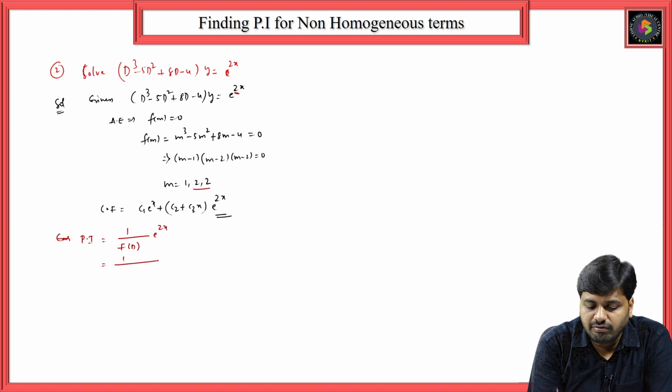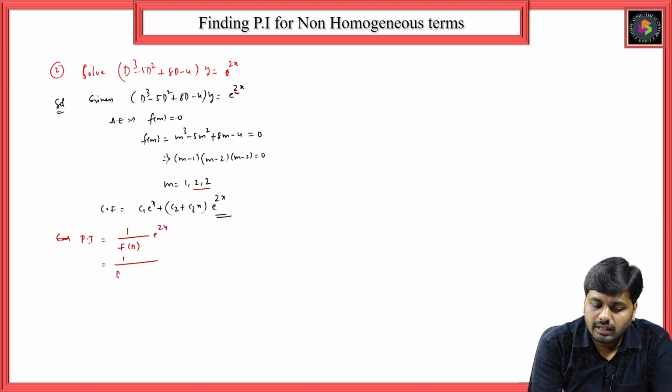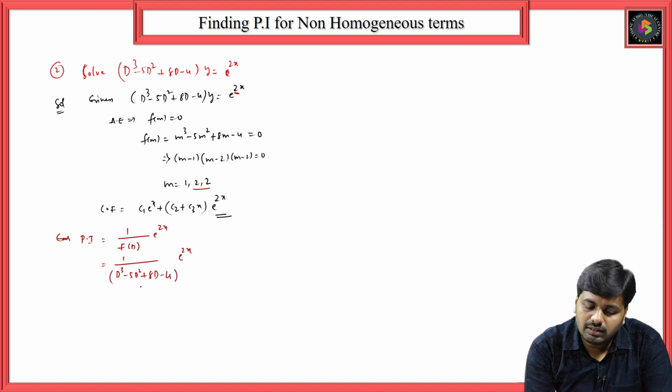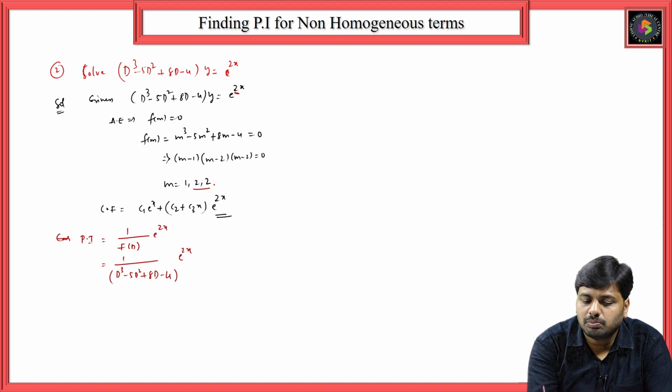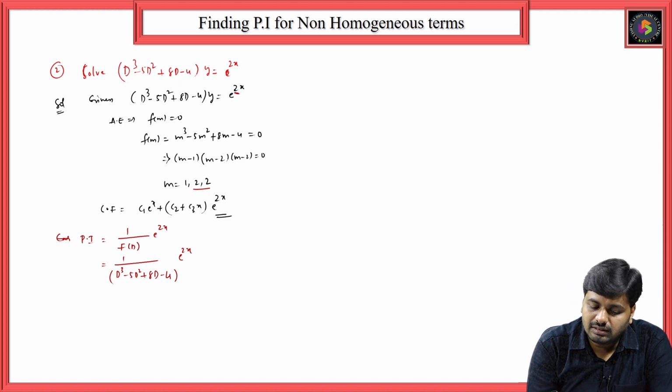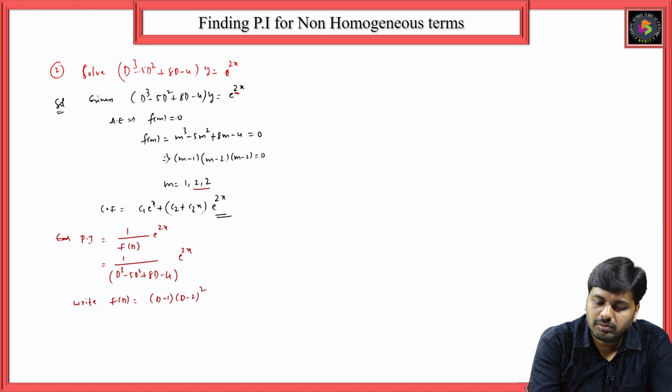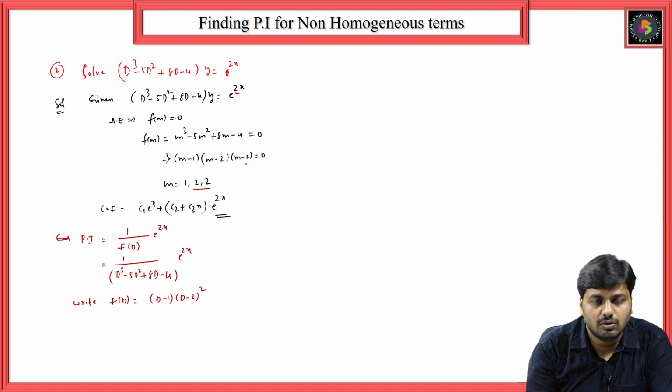That 1 by f of D, I write as 1 by D cube minus 5D square plus 8D minus 4, into e power 2x. When I substitute 2 in this equation, this becomes 0 because it is already proved that 2 is one of the roots of this auxiliary equation. In such cases, write f of D as (D minus 1) into (D minus 2) whole square. Same story, we copy it from here: (m minus 1) into (m minus 2) whole square.